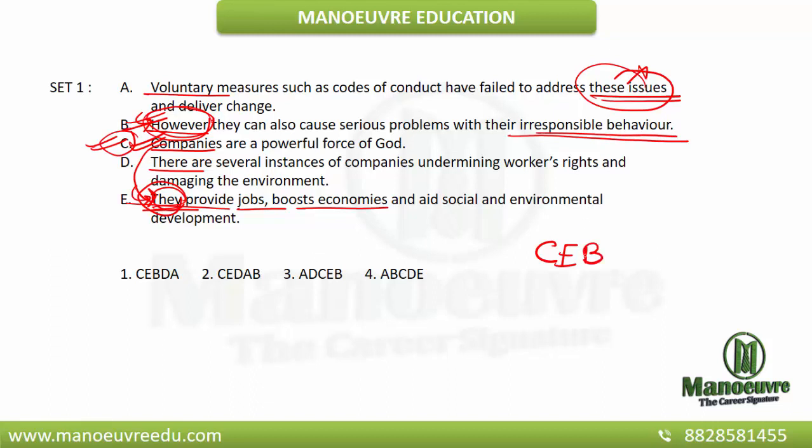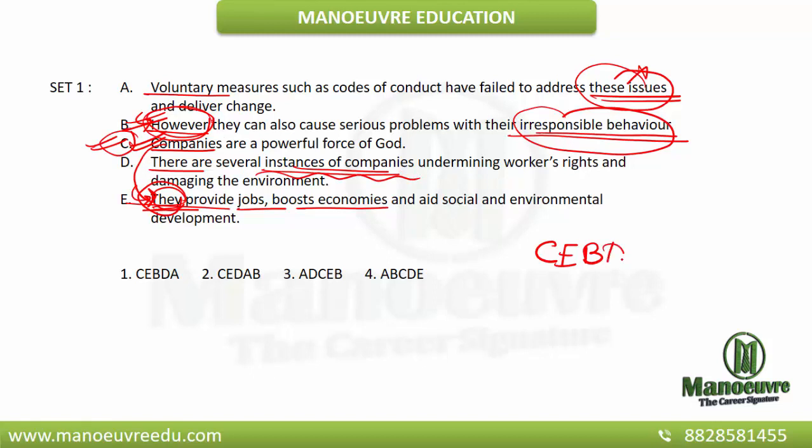The next statement that will follow in line with statement B is D. There are several instances of companies undermining workers' rights and damaging the environment. Now this is an example of what I have already mentioned in statement B. I am talking about the irresponsible behavior of the companies, and an example would be that there are several instances of companies undermining the workers' rights and damaging the environment.